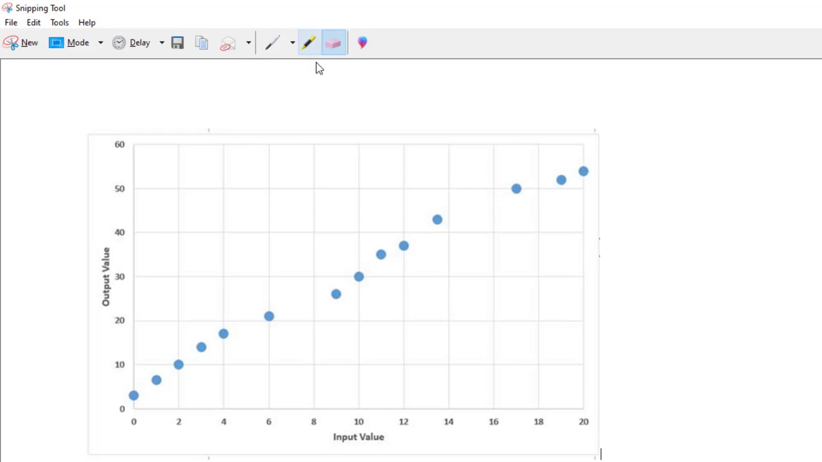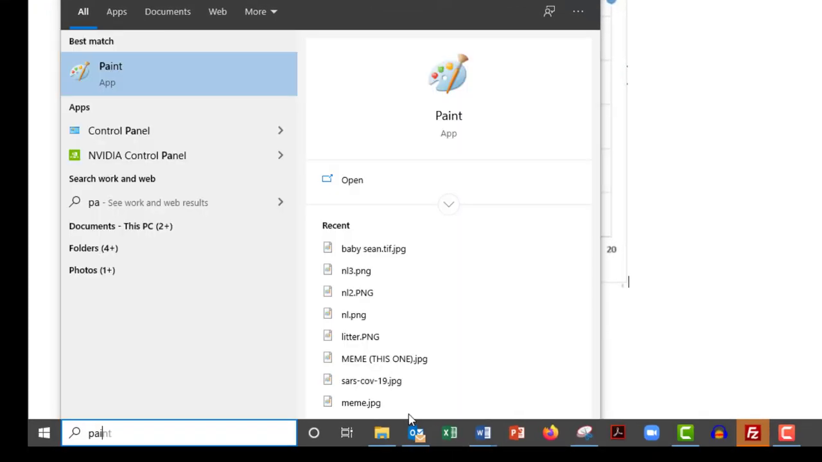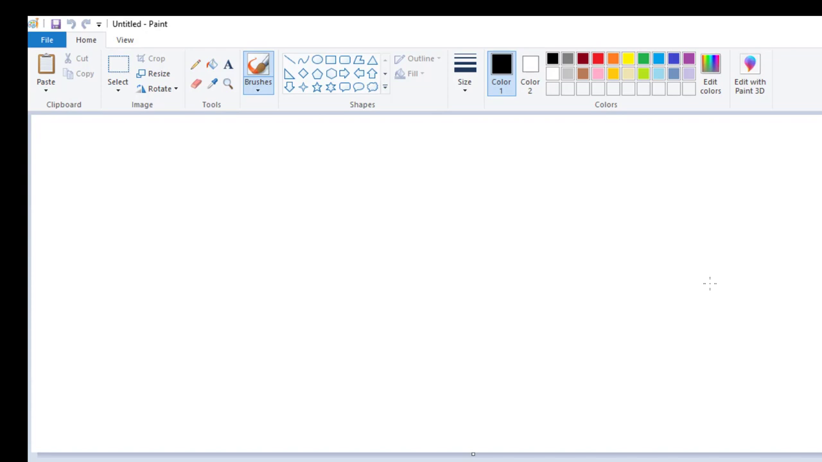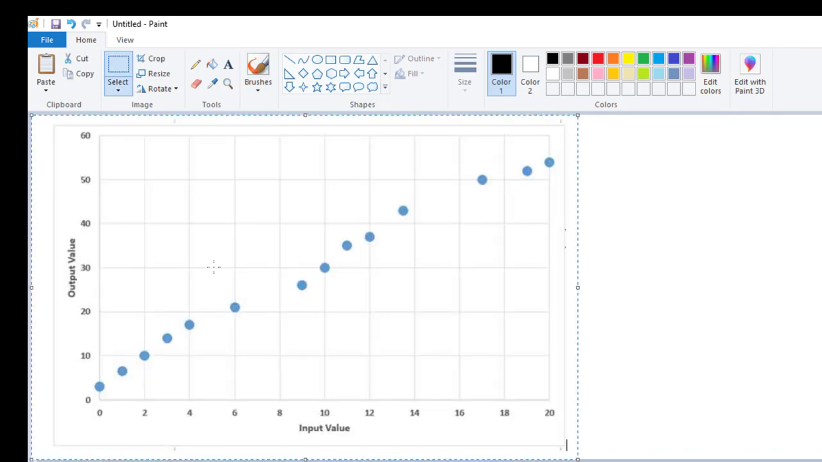And what I'm going to do instead is right click on the picture and copy. So now the picture is copied in the memory of my computer, and I'm going to search for the program Paint, which is really old school. These have been around since the 90s. And I'm going to paste in this image, Control V. And there is the graph that I copied.